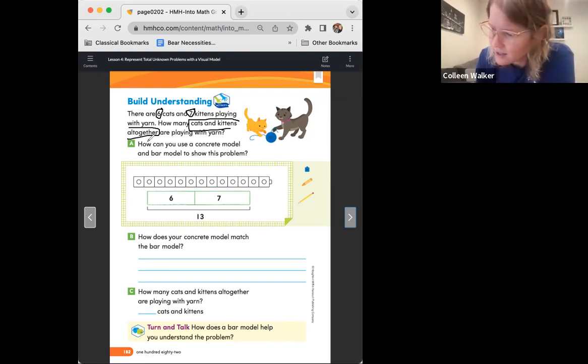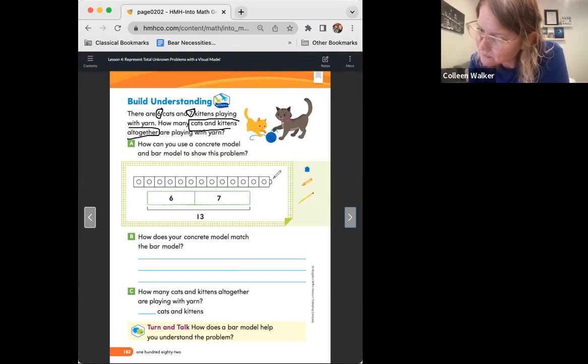Part A says, how can you use a concrete model and a bar model to show this problem? Let's look at our problem right here. So we have 6 cubes. Actually, let me back up a minute. How can we make a concrete model for this? If we have all of our cubes, what could we do? Yeah, we could color some of them one color to represent the cats and the rest of them, 7 of them, to represent the kittens.